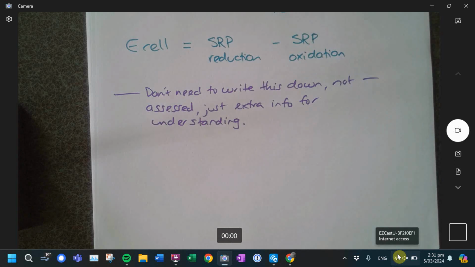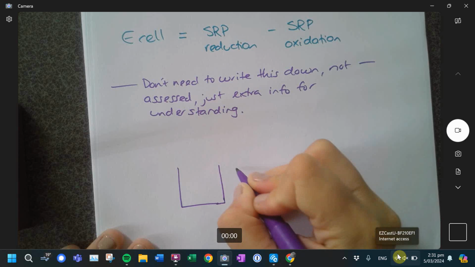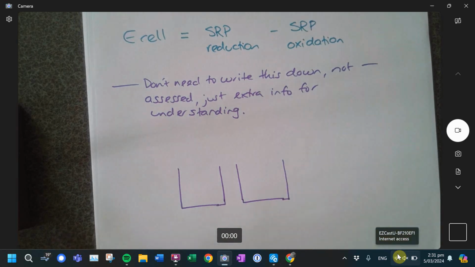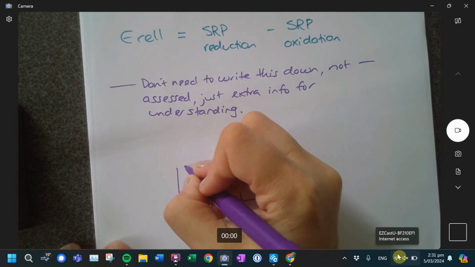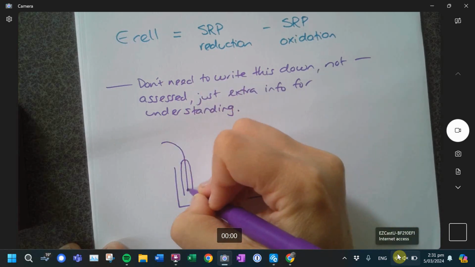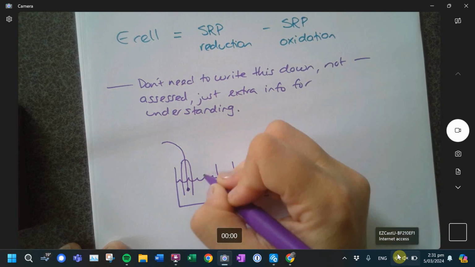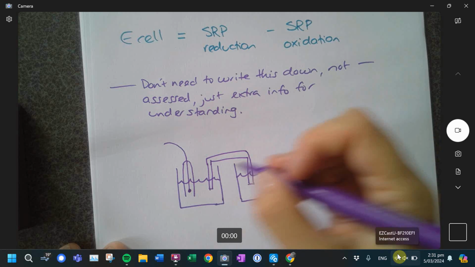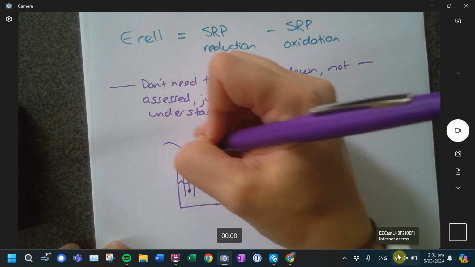So let me show you what the setup looks like. How they figure out these numbers is they make a galvanic cell. What I'm drawing right now is a galvanic cell. We will learn this as the second cell you learn about. When they set up this galvanic cell, what they do is they have their... what am I doing? That should be connected here.